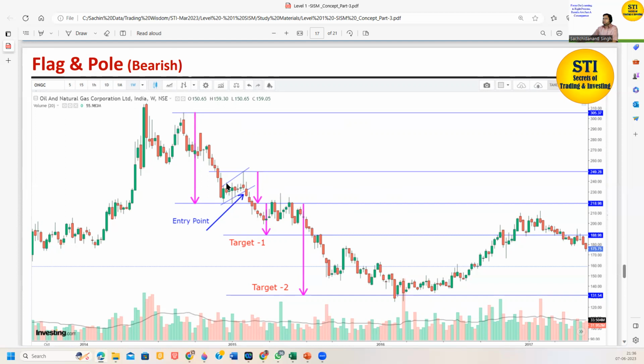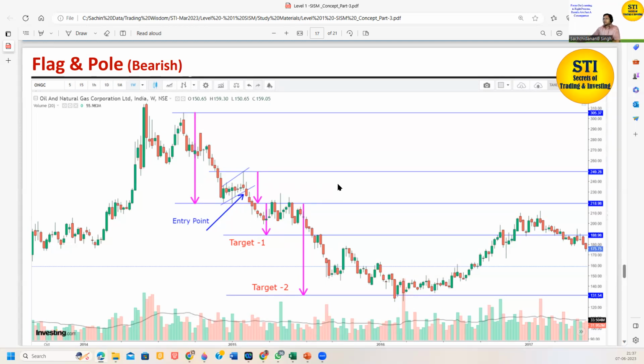For a couple of weeks it is sideways, and once the breakdown happens from the support line, one can decide to take an entry at the breakdown point. The first target could be the height of the flag from the wider side, and the second target would be the height of the pole itself. In this example also, both the targets have been achieved beautifully.